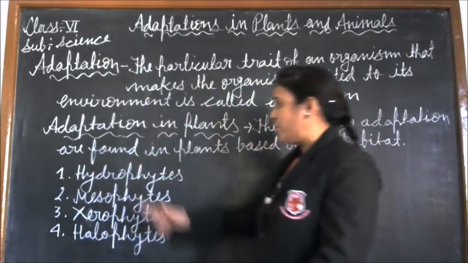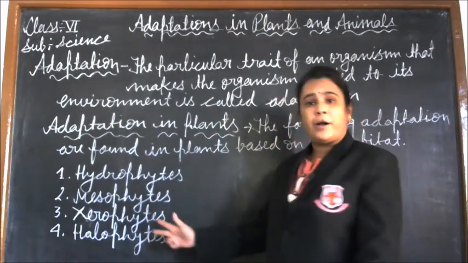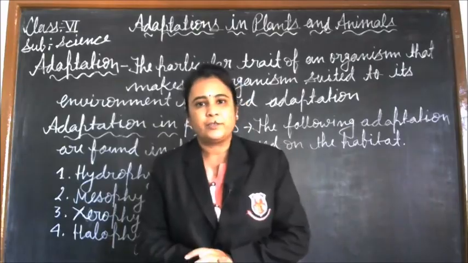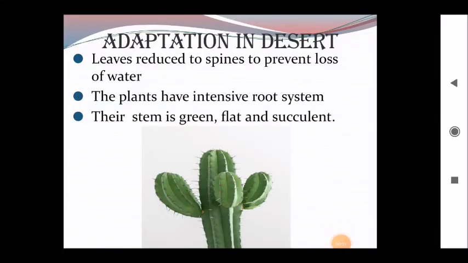Now we will study these plants one by one with the help of slides. Adaptation in desert. Student, plants that grow in desert areas are also called xerophytes. Here we will study about cactus. Student, the leaves of the cactus plant are reduced to spines to prevent loss of water.